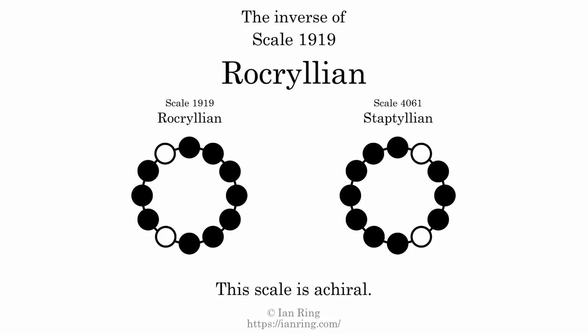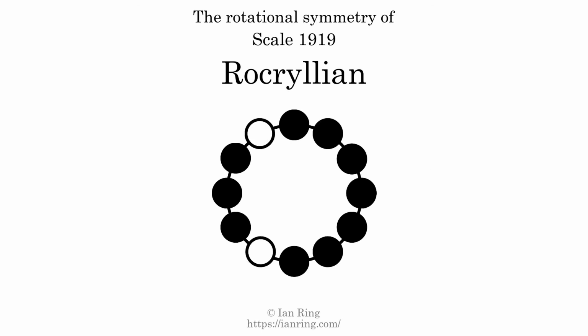The inverse of a scale is a mirror image. It is what you get when the sequence of intervals is reversed. The inverse of this scale is scale 4061, also known as Staptilian. This scale is achiral, since it can transform into its own reflection by a rotational transformation. This scale has no rotational symmetry.